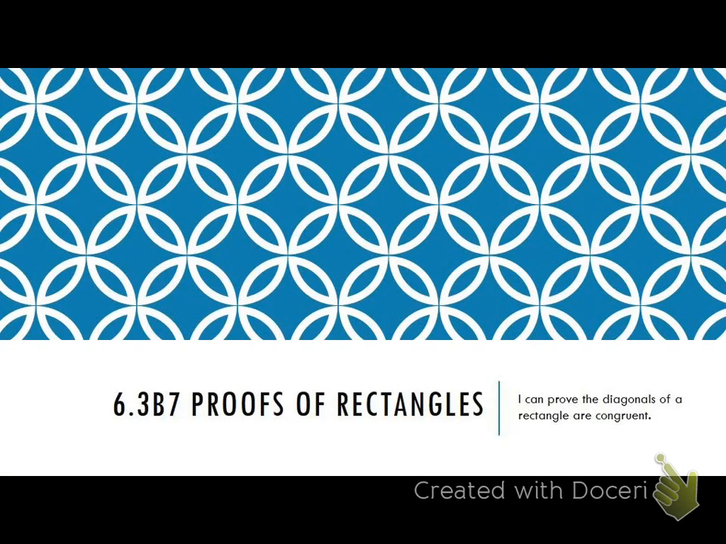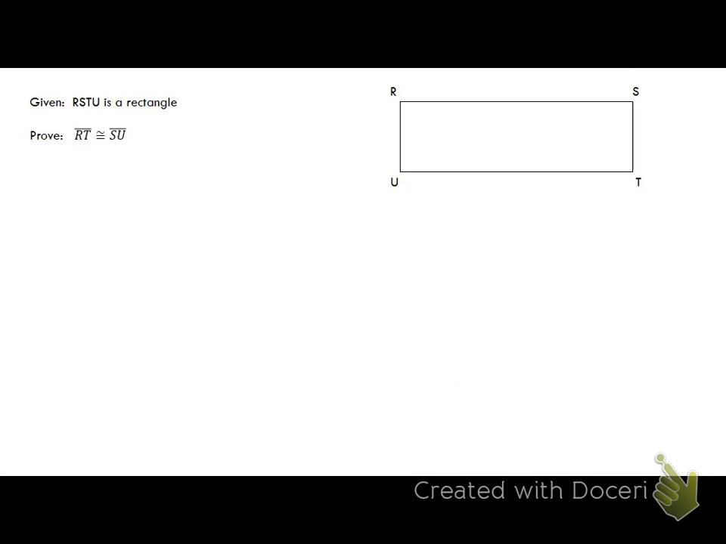Okay, you know where it's at. So RSTU is a rectangle. We need to prove that the diagonals are congruent. So we are going to start with our 2 columns. So I'm going to write statements and reasons here.